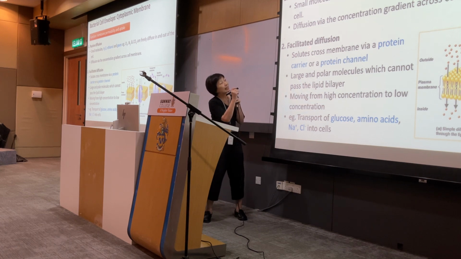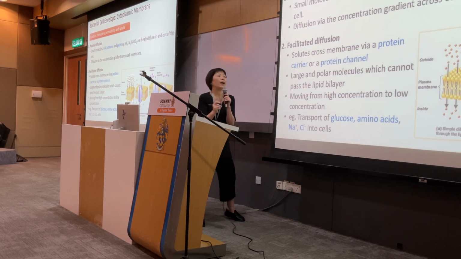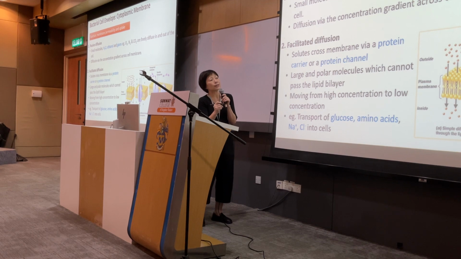Okay, facilitated diffusion. This diffusion requires something to facilitate it. Protein carriers and protein channels are used to facilitate the transportation of molecules into or out of the cells. Why do they require a protein carrier or protein channel, as shown here? Because these molecules are big and polar, meaning they have charge, and they cannot easily diffuse into the cells. Therefore, they require the protein to carry them into the cells.